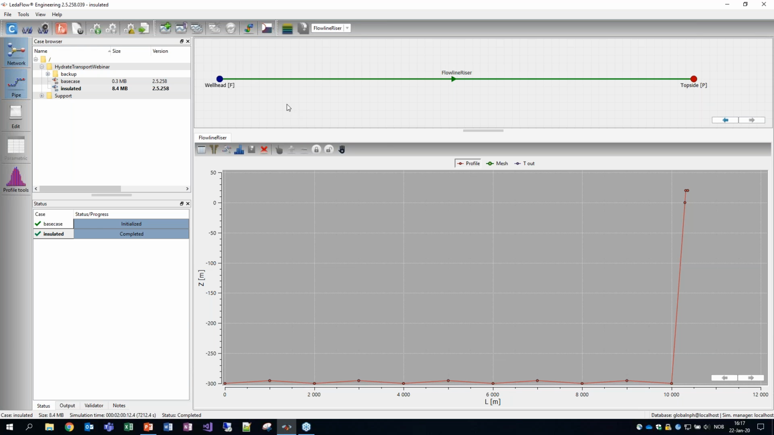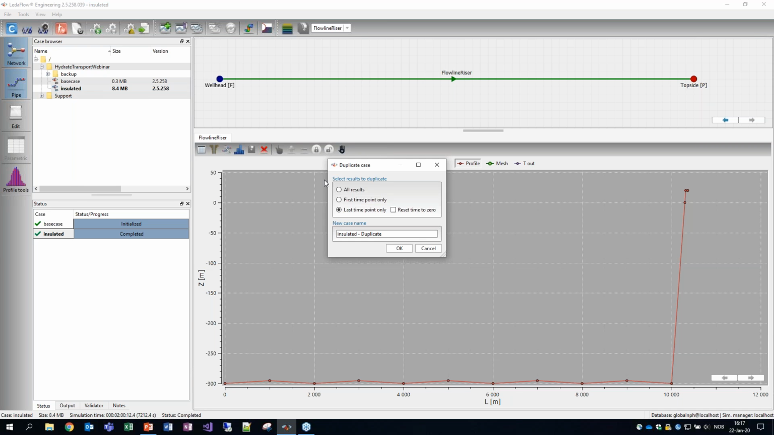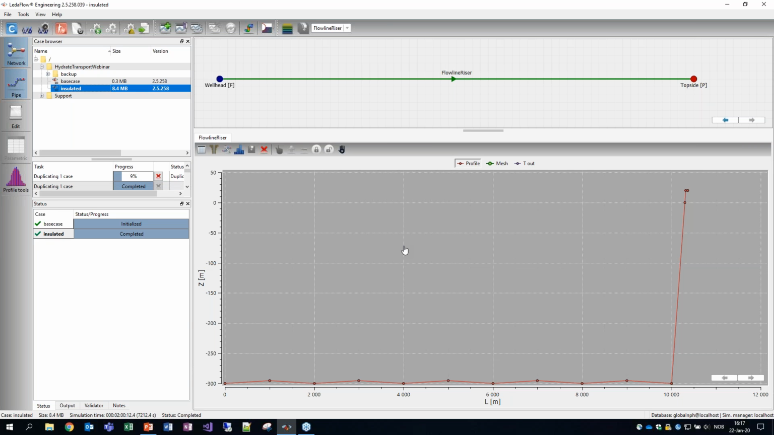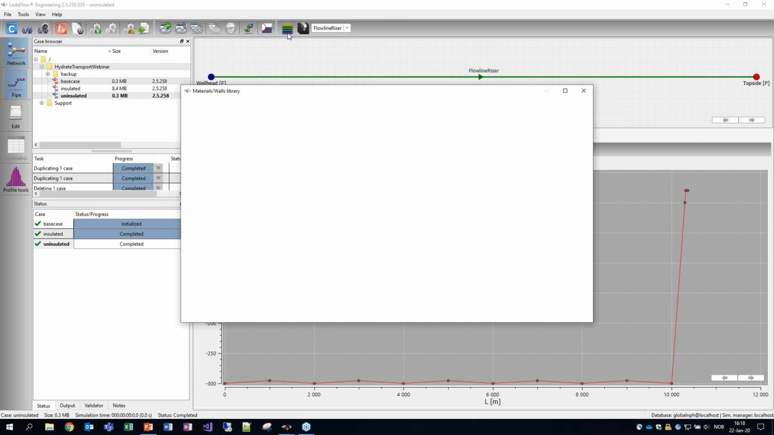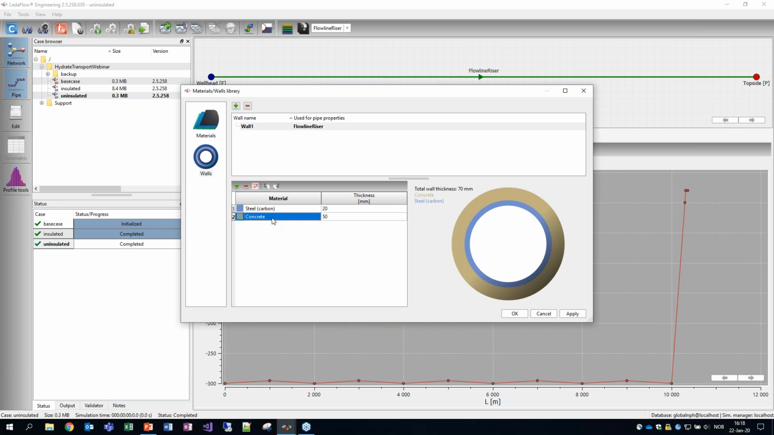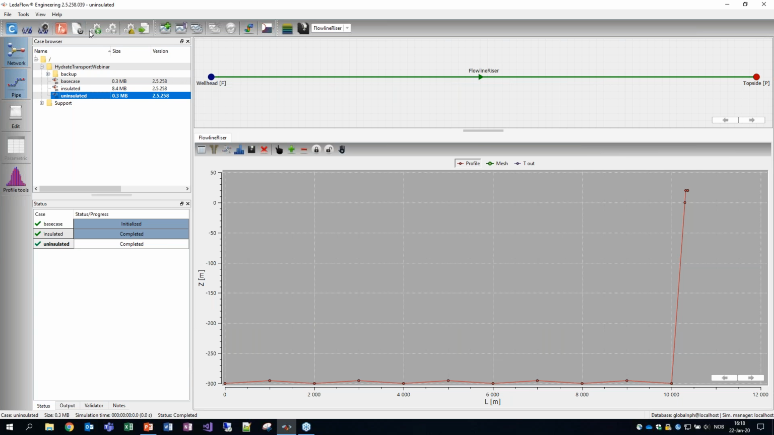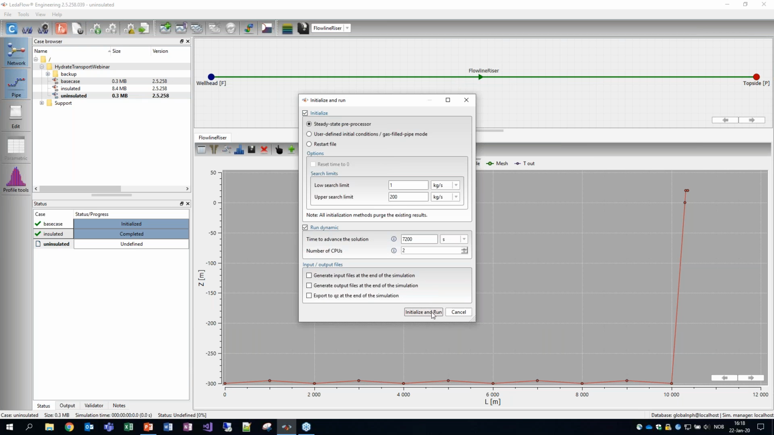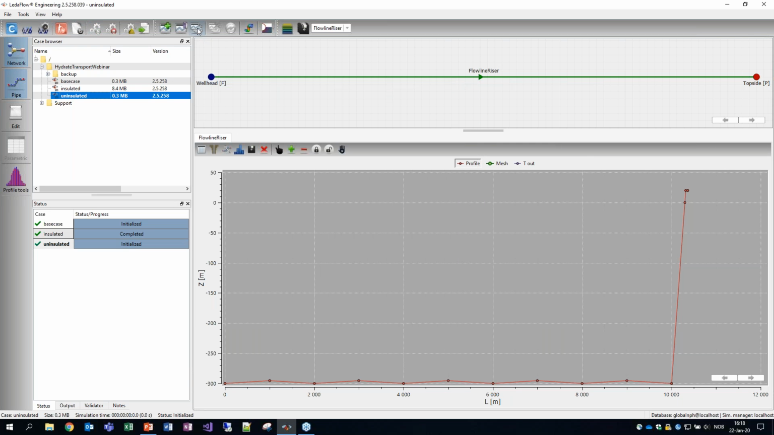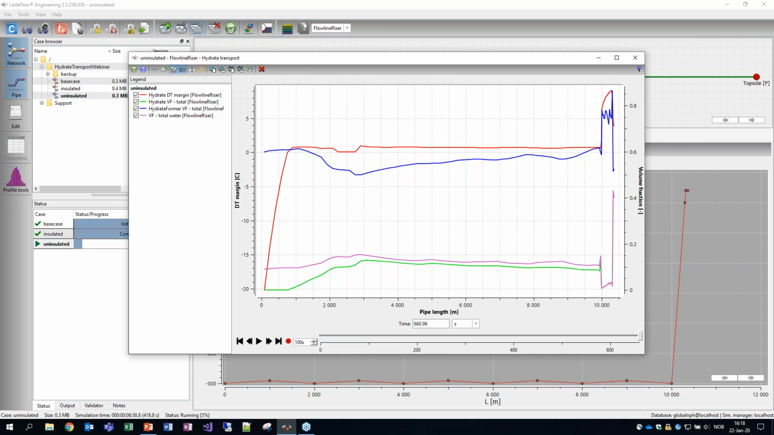Okay, then it's interesting to look at the other possibility, which is when heat transfer is not limiting the case. So we can do that by duplicating this case and turning it into an uninsulated pipeline. So I'm taking the same case with only one modification. I'm changing the wall definition so that there is no insulation on this wall. It will only consist of a steel pipe. And then I'm running the case again. Yep, the plot is still here because we've duplicated the other case.